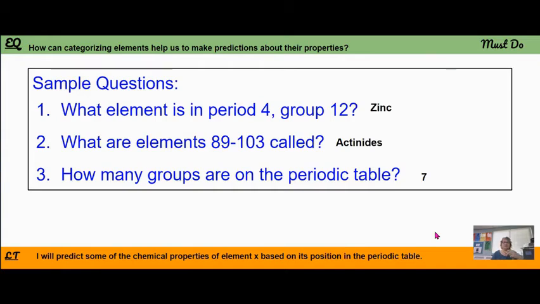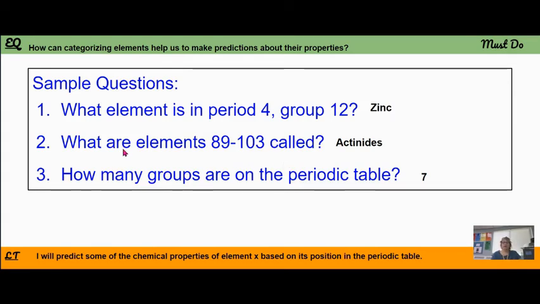So let's look at a couple of examples. What element is in period 4, group 12? Okay, so go to your periodic table, go to the 4th period, so it even says period 4 on the left-hand side, and then go all the way over to group 12. Group 12 is the group just before the break ends. And so you have group 12 is zinc.